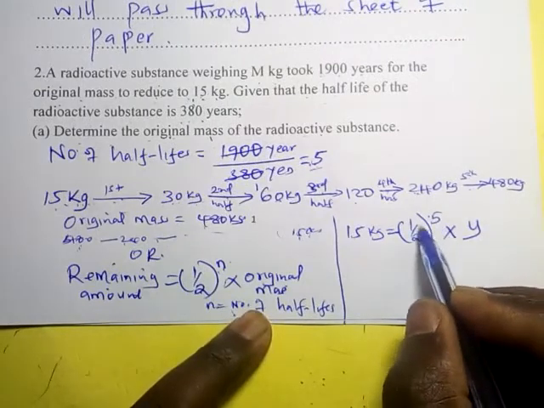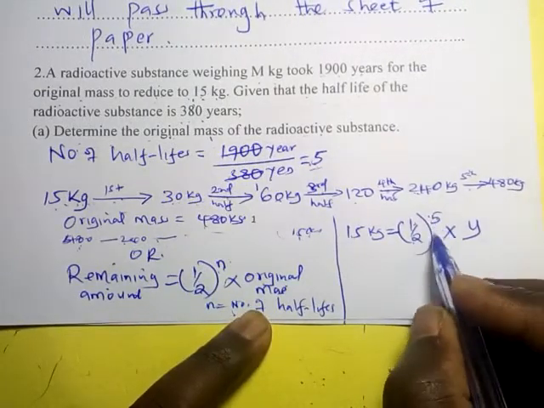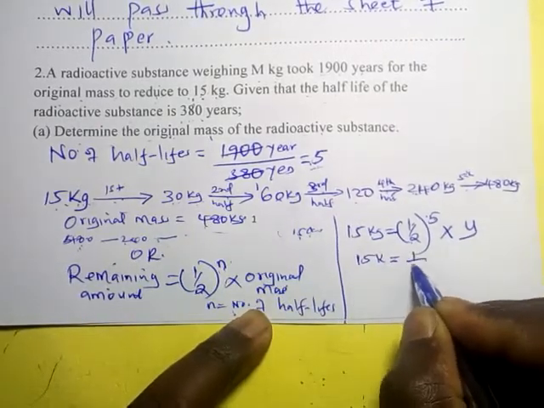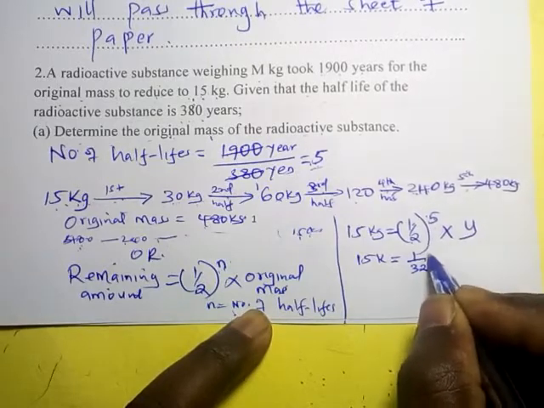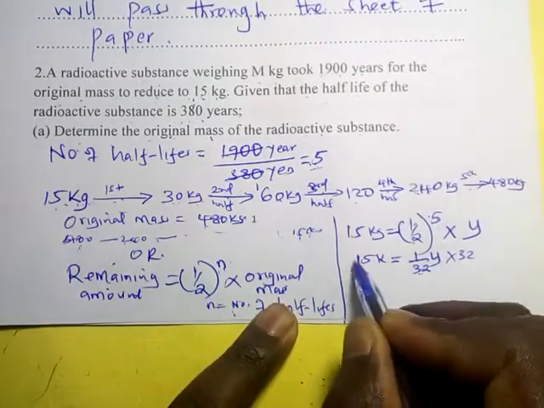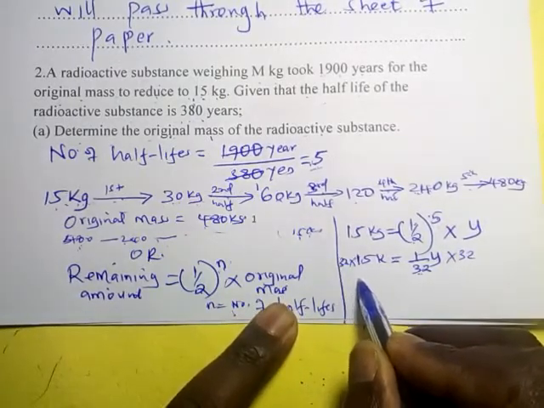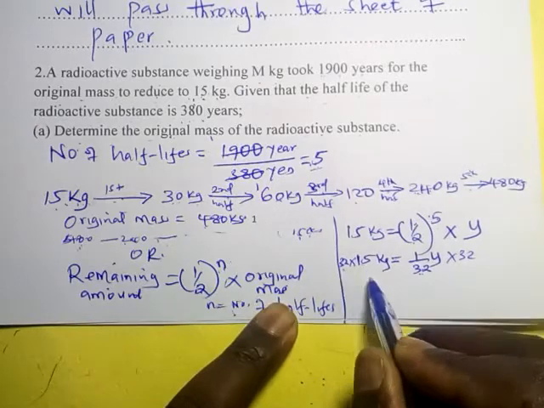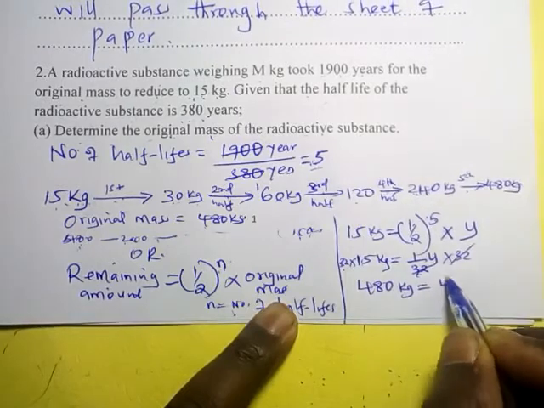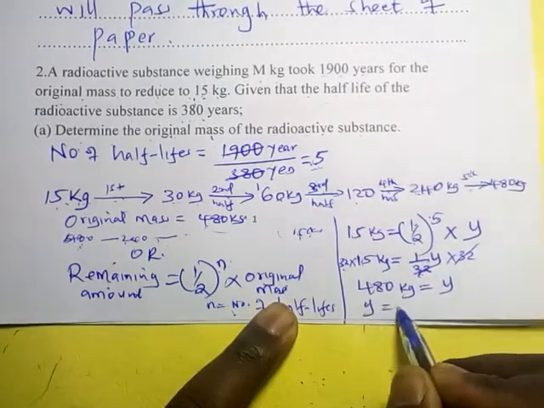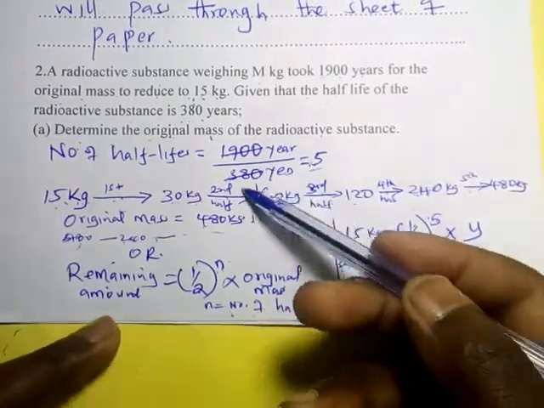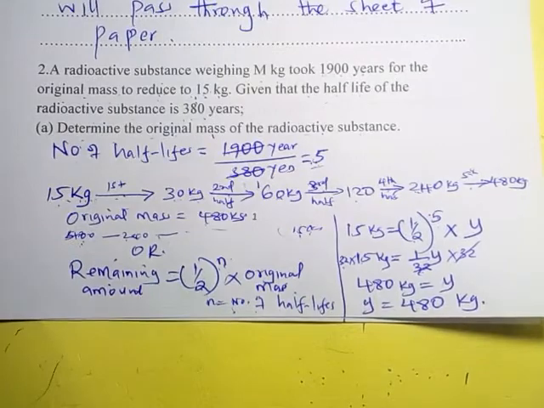Use your calculator: 1 over 2 raised to the power 5 is 1 over 32. So 15 kg equals 1 over 32 times y, which is y over 32. We want to remove the denominator, so multiply by 32 on both sides. 32 times 15 is 480 kg, which is equal to y. So the original mass y equals 480 kilograms. You can use either of these methods to get what you want.